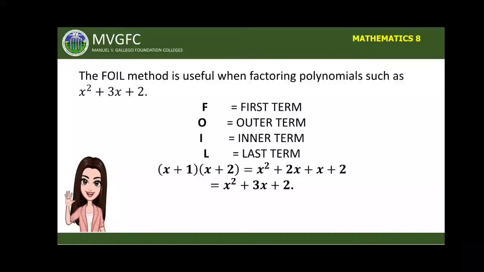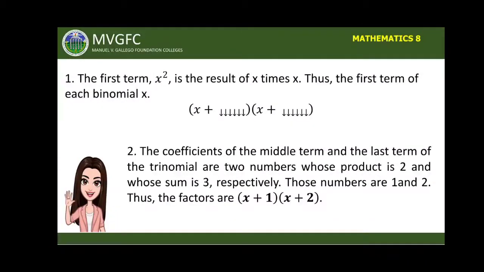But of course, our focus now is how we can factor out the polynomials, since you have already mastered the FOIL method. So, how? It goes like this. The first term, which is x squared, is the result of x times x. You should know this already: think of the variables that, when multiplied, give x squared, and that is x and x. That's why the first term of each binomial is x. So we have the quantity x plus blank, multiplied by the quantity x plus blank.